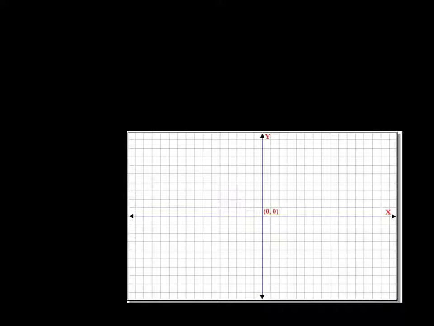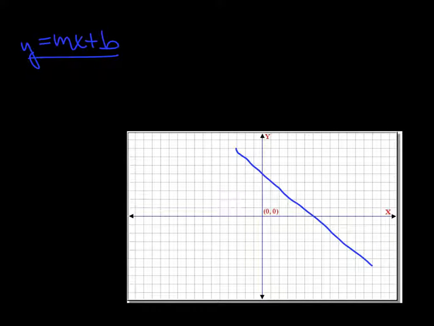Alright, so let's keep going here. I'm going to draw a line here, and we're going to find the equation of that line. Remember, y equals mx plus b. The first number we're going to look at is the b. Where does that line cross the y-axis? It crosses it at 1, 2, 3, 4, 5, at that point right there. And that point is 5. So that b is a 5.